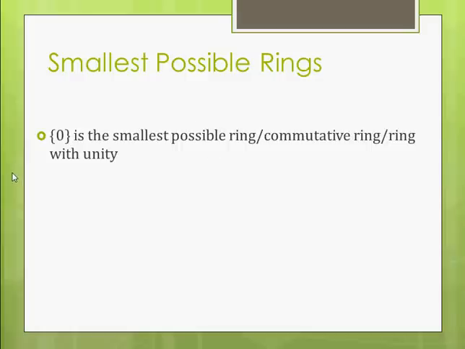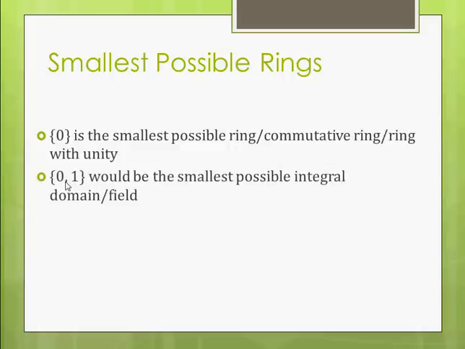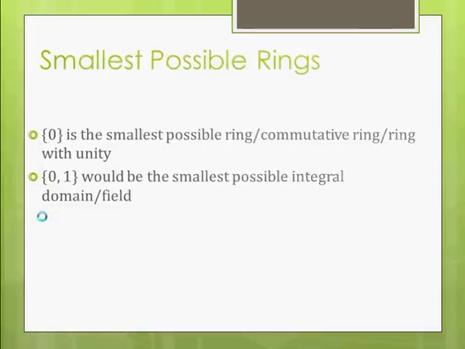On the picture, that would be the lightest green. It's a commutative ring with unity, but it's not an integral domain. To have an integral domain, you need a multiplicative identity that's not equal to the additive identity, so you need at least 2 elements. So this would be the smallest possible integral domain, which is also a field. Every non-zero element has an inverse, right? 1 is its own inverse.